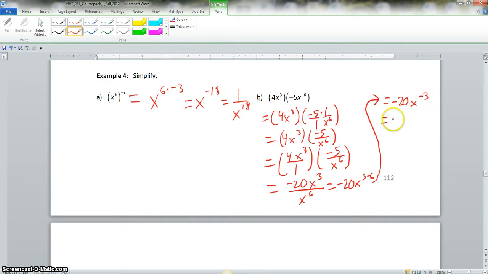So now we had negative 20, this x to the negative 3 power, so it'd be times 1 over x to the 3rd power. We could put a 1 under the negative 20, and our final answer would be negative 20 all over x to the 3rd power. And that is our final answer.